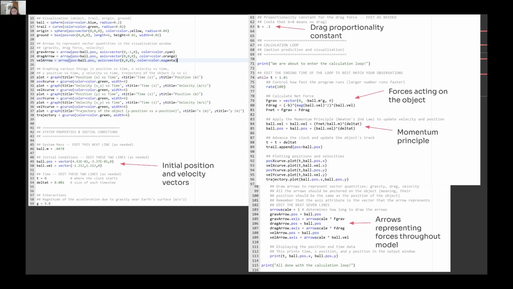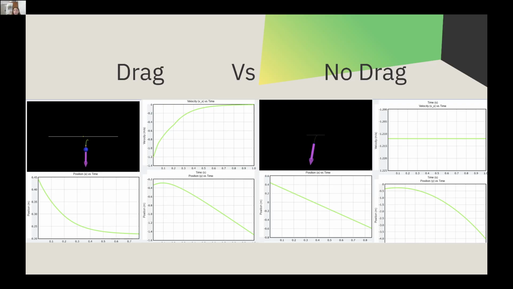Here is our code that we used for the experiment. As you can see, we have the initial position and velocity vectors in lines 49 and 50. We have the drag proportionality constant in line 63. That was used to calculate the overall drag force on the object throughout its motion. Then in lines 79, 80, and 81, we have the total magnitude of the forces acting on the object. In 84 and 85, we have the momentum principle, which allows us to update the velocity and the position throughout. And then in lines 104 through 109, we have the arrows representing forces in the model.